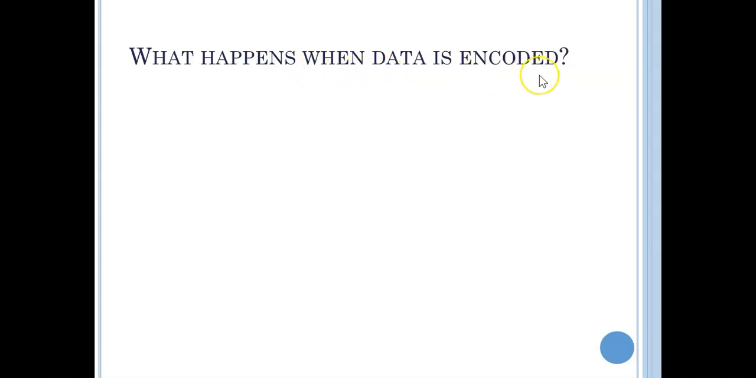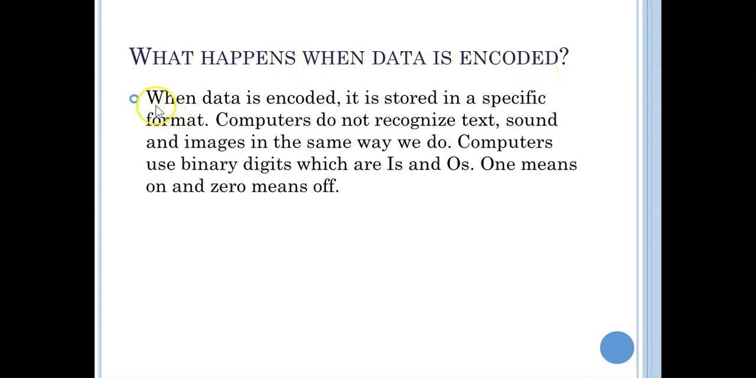So what happens when data is encoded? When data is encoded, it is stored in a specific format. Computers do not recognize text, sound, and images in the same way we do. Computers use binary digits, which are ones and zeros. 1 means on, and 0 means off.